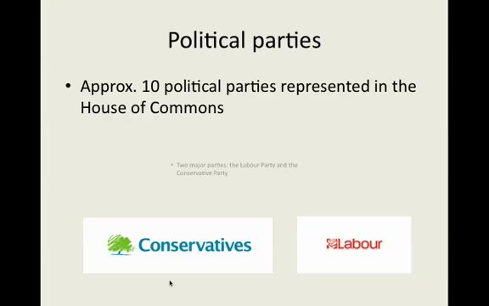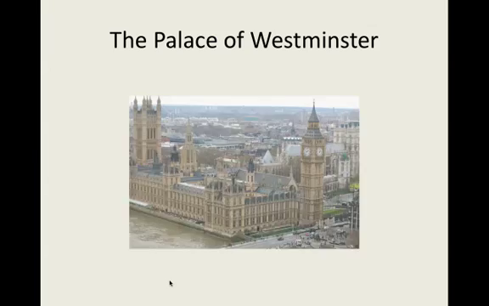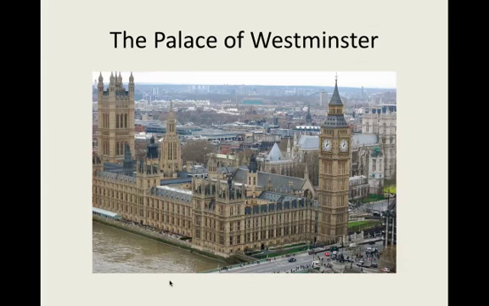Briefly about the political parties. Well, there are approximately 10 political parties represented in the House of Commons. Now, there are two major parties. You have the Labour Party and the Conservative Party. Here's a picture of the Palace of Westminster. This is where the Parliament is situated.